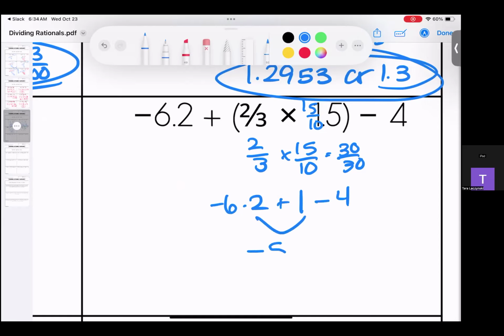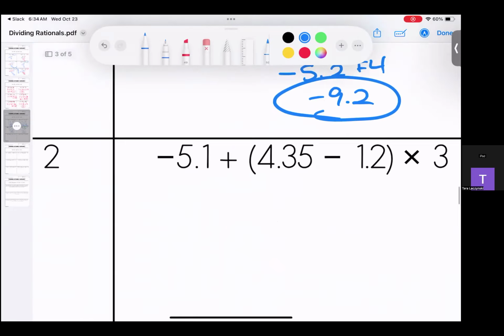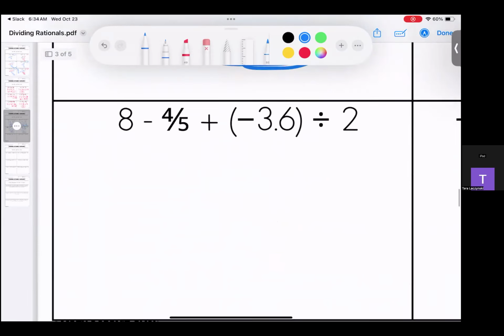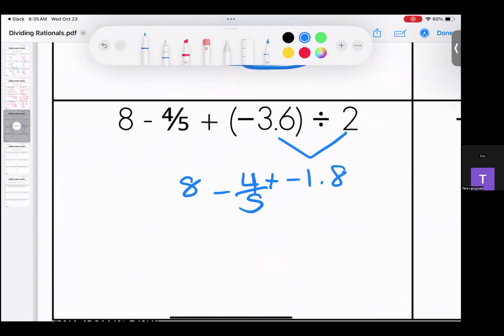Opposite subtract. Keep change. We end up with negative 9 and 2/10. Just moving and grooving here. We're going to start by dividing these, not because they are in parentheses, but because that is the right thing to do. Plus 4/5, writing backwards. 4/5 is the same as 8/10 because 4 and 5 both multiplied by 2 give you 8/10.